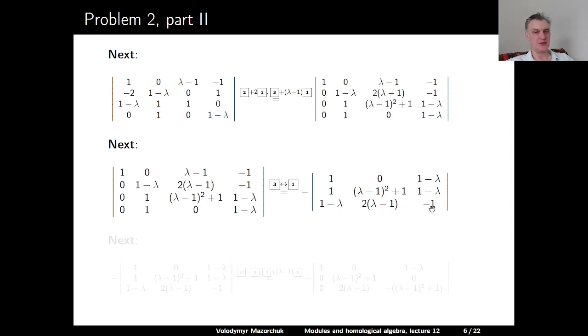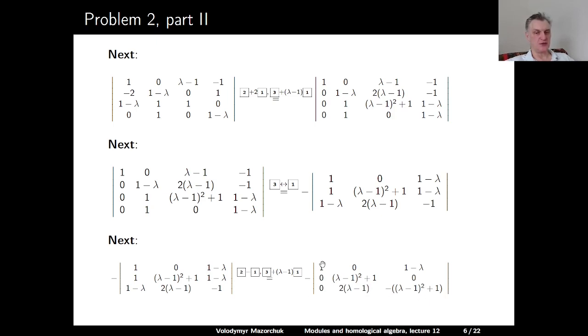Now in this determinant, what we can do, we can use 1 here to eliminate all other elements in the first column. So we subtract row 1 from row 2, and we multiply row 1 with lambda - 1 and add to row 3. And we get minus the determinant of the following matrix: 1, 0, 1 minus lambda, 0, (lambda - 1)^2 + 1, 0, 0, 2 times (lambda - 1), minus (lambda - 1)^2 + 1.